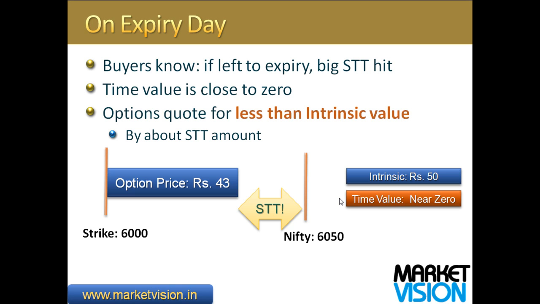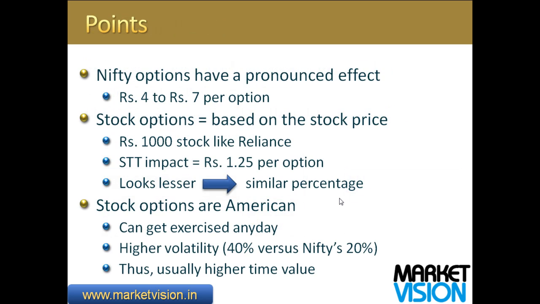A lot of times people wonder if options are really cheap because they're going at less than intrinsic value. There should be an arbitrage, but there is no arbitrage. The difference is a securities transaction tax that will be paid out to the government. Points to be noted: Nifty has a pronounced effect in options. It's about 4 to 7 rupees per option because Nifty is at 6,000 today.